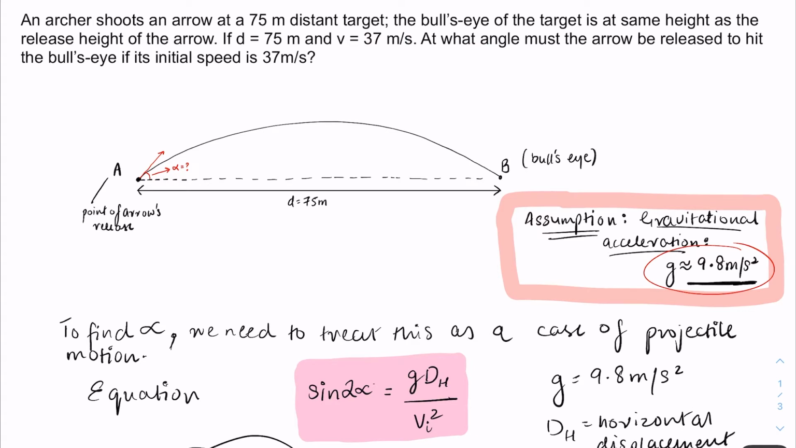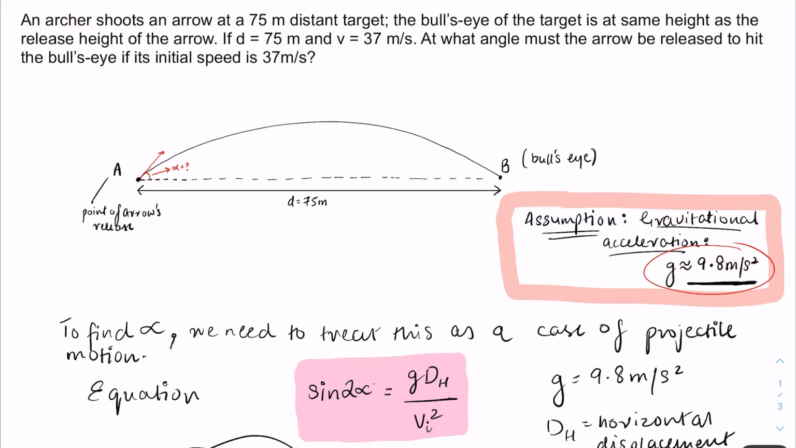Today we are going to do a practice question on the topic of projectile motion. So here in front of me I have a practice question. So let's go through it first and see what it's trying to ask.